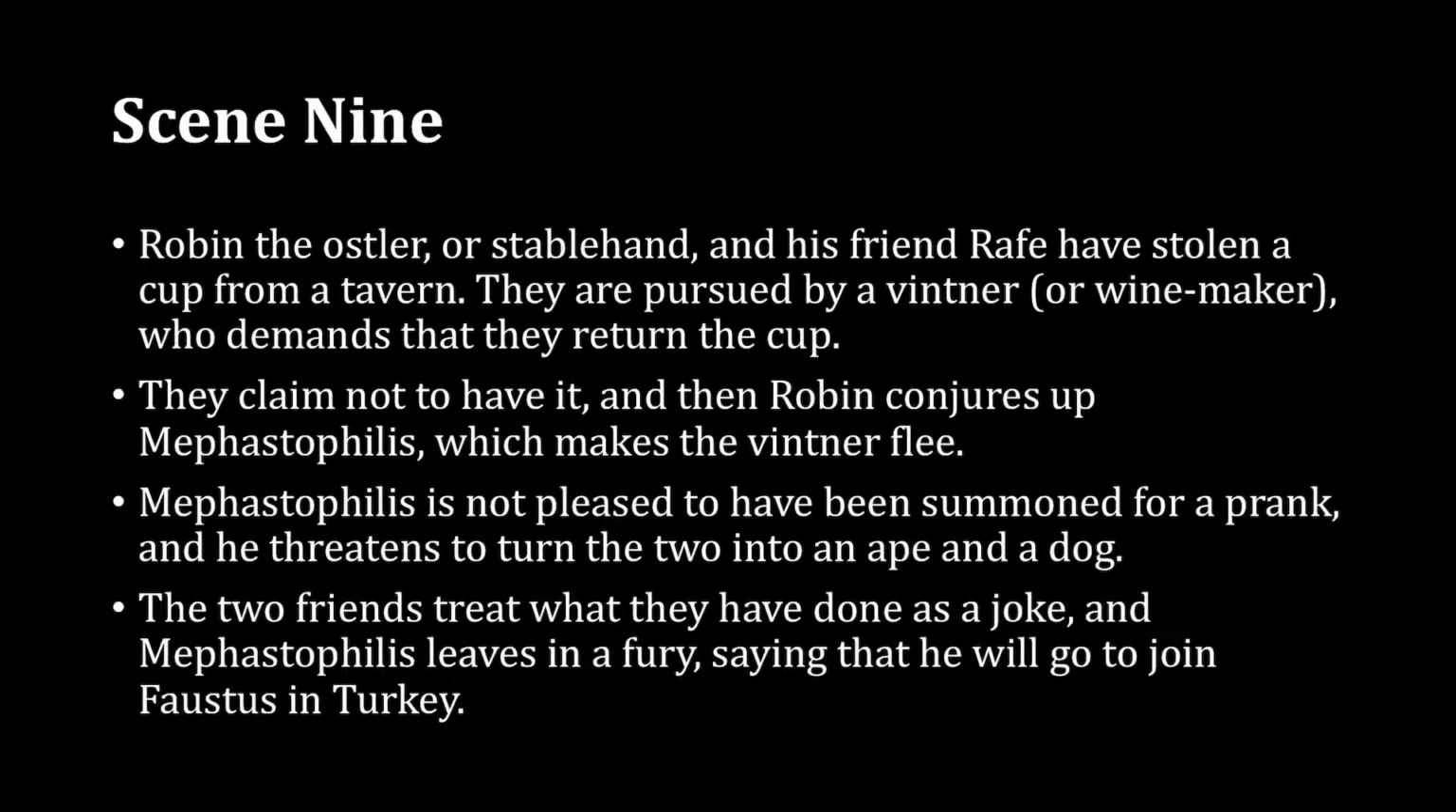In scene 9, Robin the ostler, or the stable hand, and his friend Rafe have stolen a cup from the tavern, and they are pursued by a vintner, or a winemaker, who demands that they return the cup. They claim not to have it, and then Robin conjures up Mephistopheles, who makes the vintner flee.